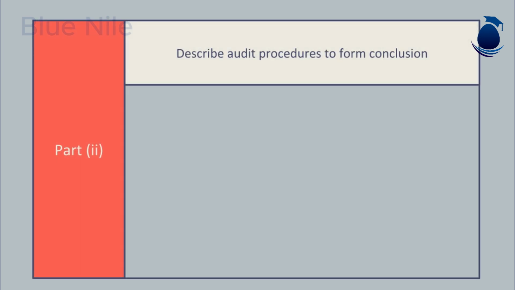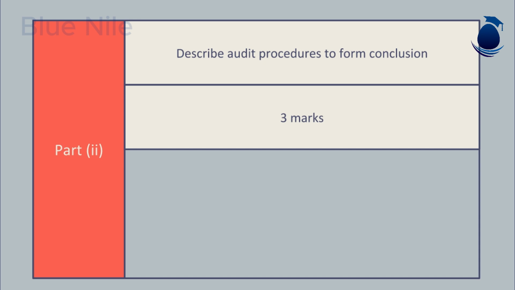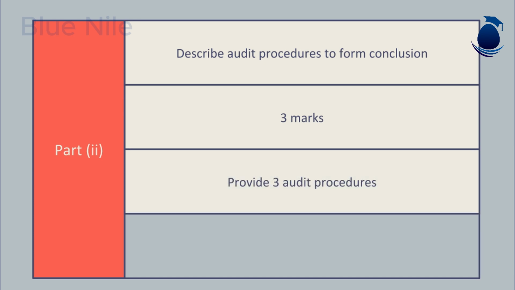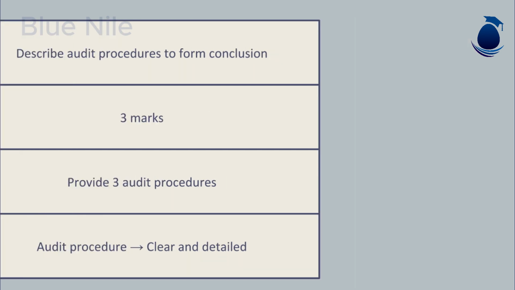Part 2 then requires you to describe audit procedures which should be performed in order to form a conclusion on any required amendment. We have 3 remaining marks and therefore need 3 audit procedures. Remember that an audit procedure should be written as a clear, detailed instruction of what the auditor will do and why. Here are a few ideas.